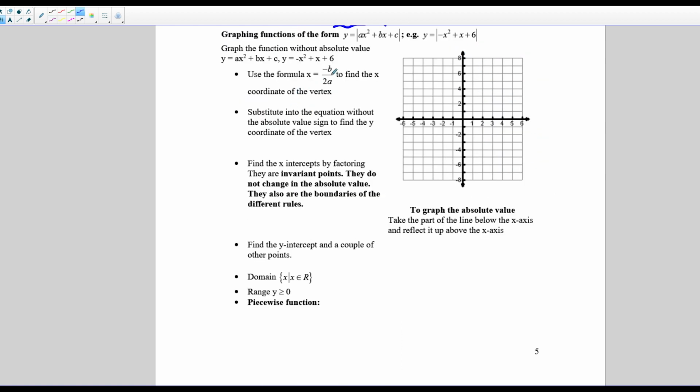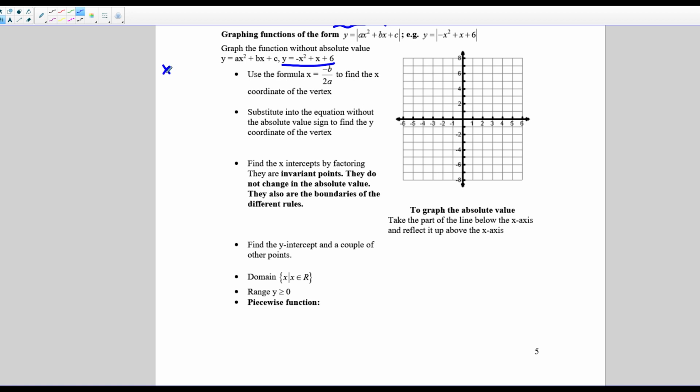So now what we're going to do is we're going to graph quadratic functions and then incorporate them into absolute values as well. So our first step is to graph our quadratic without using the absolute values. So we have y is equal to -x squared plus x plus 6. There's a couple different ways that we can do this, including factoring, finding your x-intercepts, and so on. We can also use our formula x is equal to -b over 2a to help us find the vertex, and that's what we'll do first.